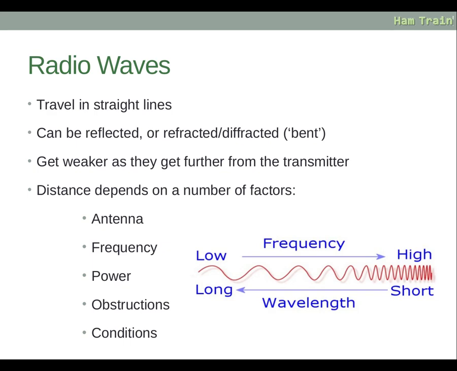At the other end you'll see it's high frequency, there's lots of undulations, and therefore the distance of each one, the length of each one, is short. So the two are opposites, frequency and wavelength. High frequency means short wavelength, and low frequency means long wavelength.